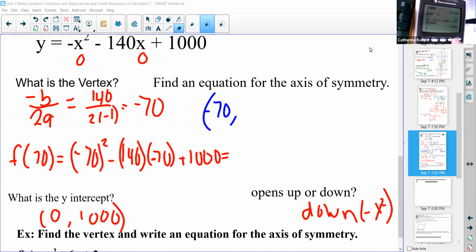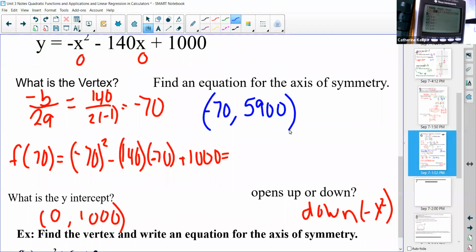If we did second quit, remember we got 5,900 here. So I'm going to put 5,900 here. So then I put into my y equals equation, negative x squared minus 140x plus 1,000. I'm going to keep my windows where they are at negative 100, 100, 10, 0, 20,000 by 1,000. And when I graph, I have that minimum now. Now it's a maximum because it was a negative, so it's concaving down.